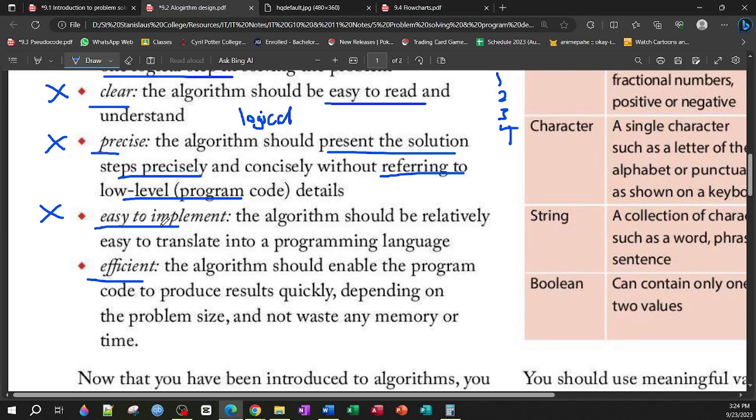Now, how is an algorithm easy to implement? How can we make it easy to implement? Well, the algorithm should be relatively easy to translate into the programming language. And that's why we create an algorithm, because all you have to do is translate it over into whatever programming language that we want. So let me give you an example.